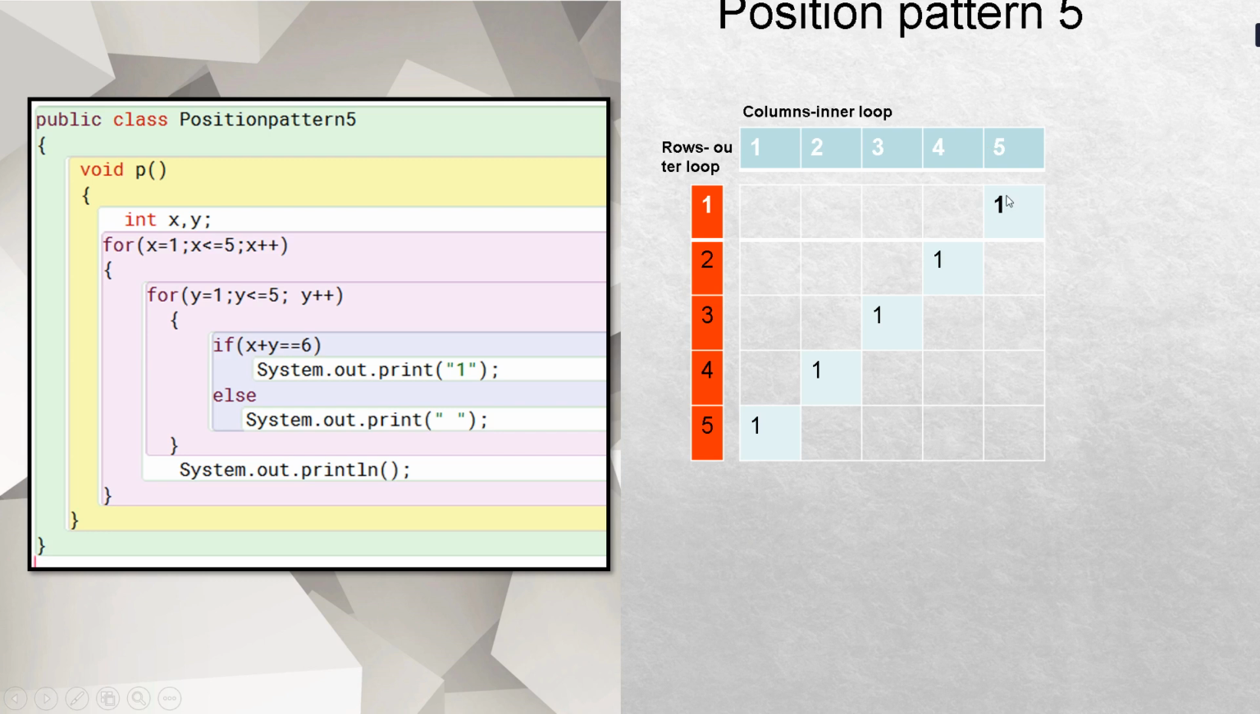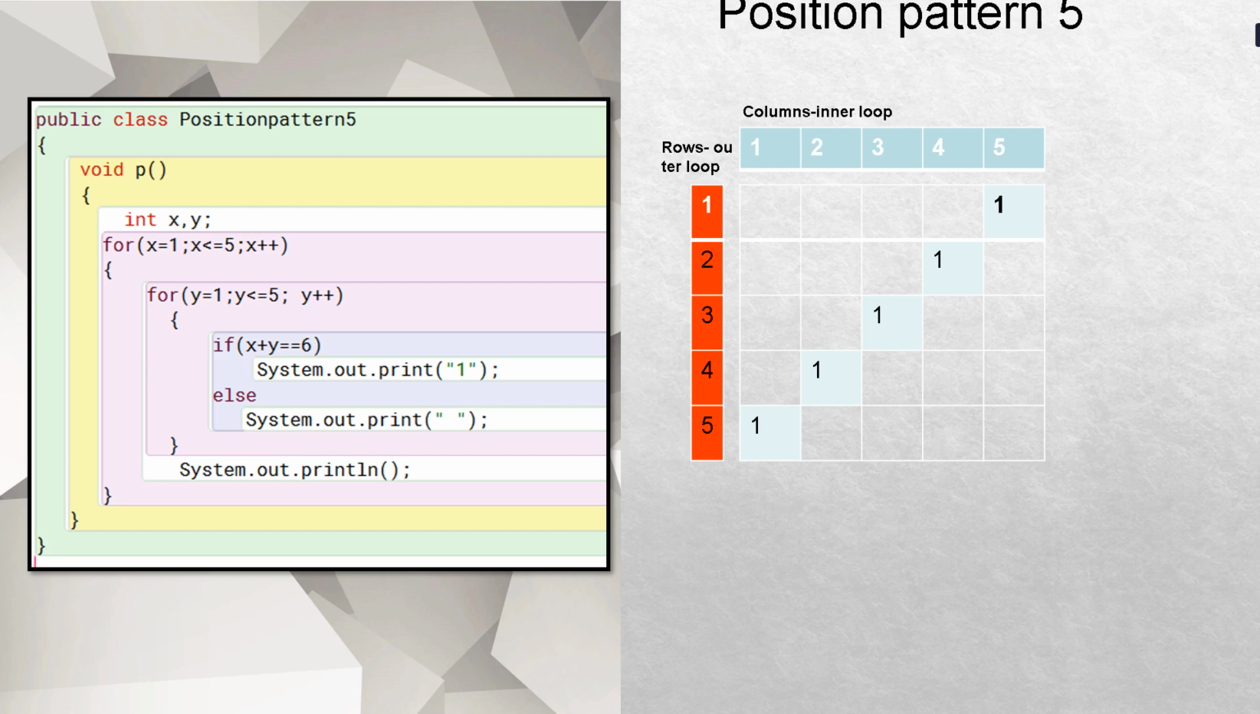Now if I am talking about this location, can you see this? This is column 5 and row is 1. This is column 4 and row is 2. This is column 3, row is 3. Column 2, row is 4. Column 1, row is 5. These locations are 5, 1, this is 4, 2, this is 3, 3, this is 2, 4, this is 1, 5. So when I am adding these locations, the output would be 6. X plus y would be 6.